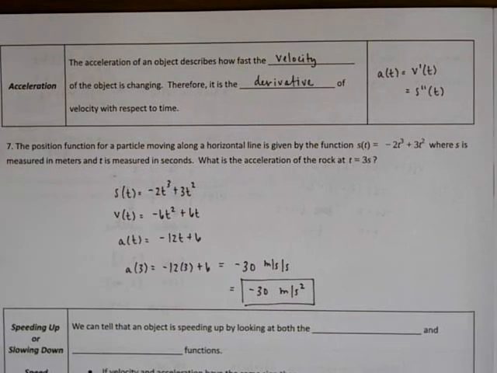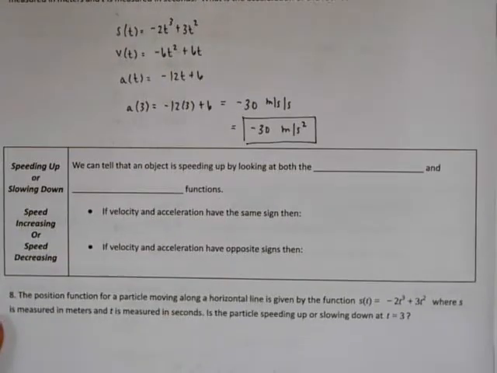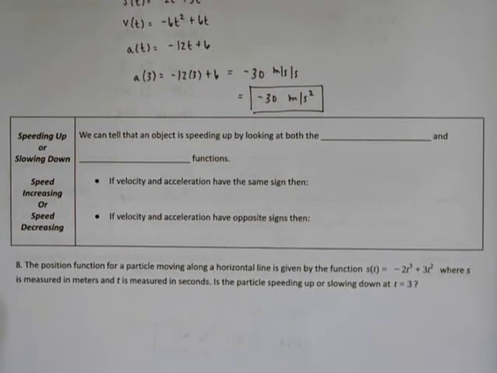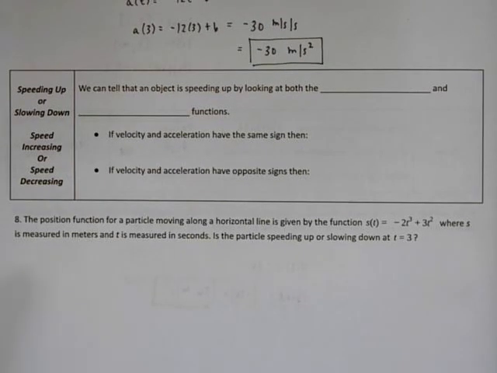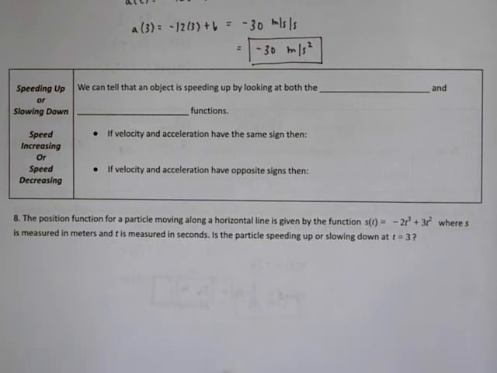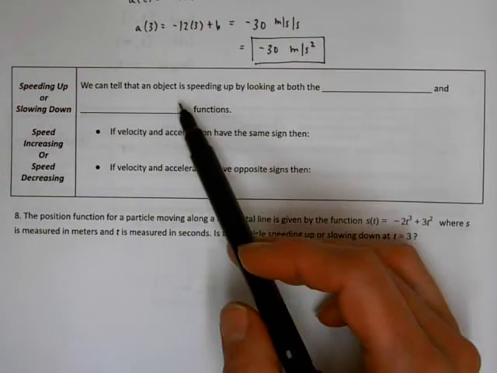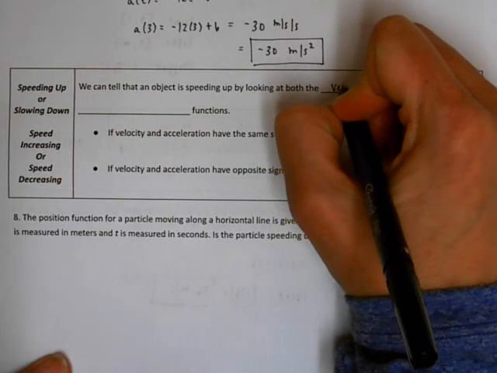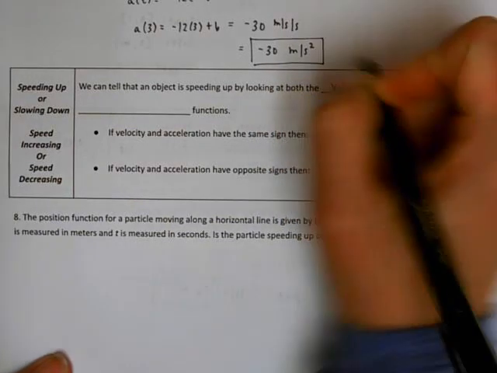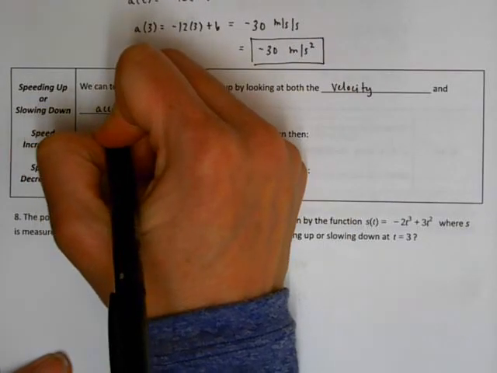All right, and the last piece of this now is talking about how do we know when an object is speeding up or slowing down, or we could talk about whether its speed is increasing or decreasing. So we can tell an object is speeding up by looking at both the velocity and acceleration functions.